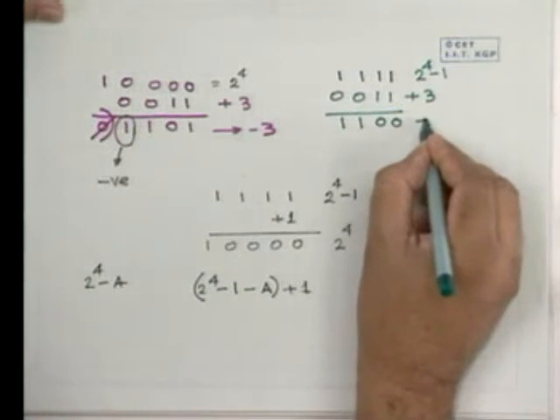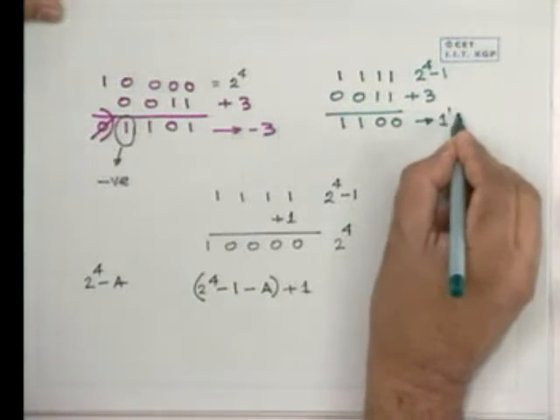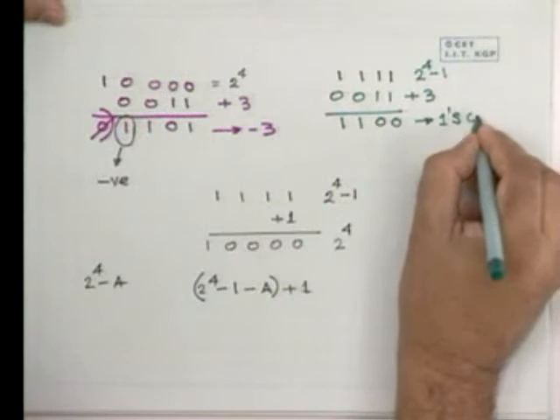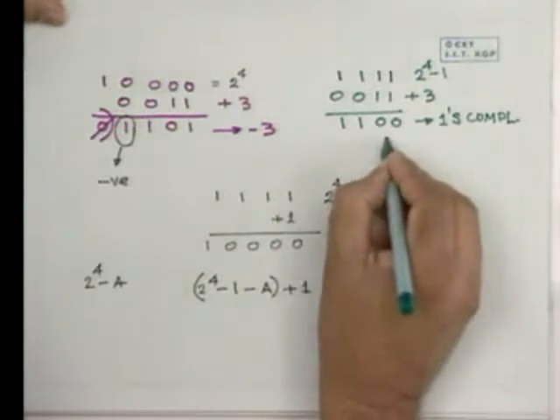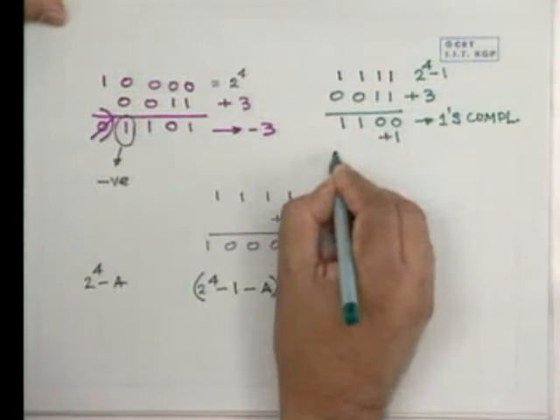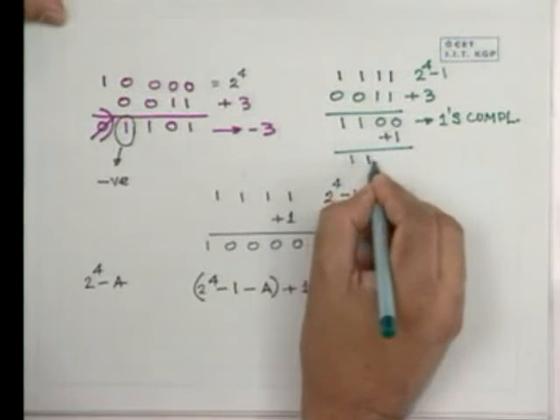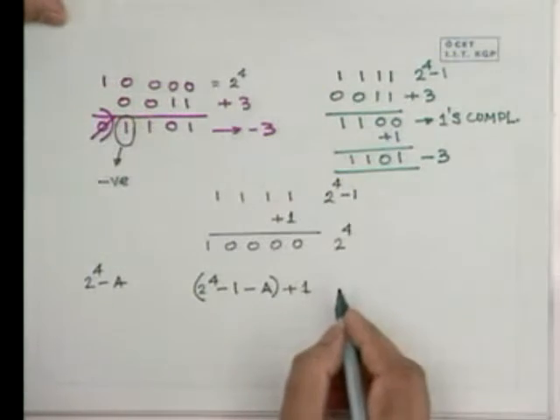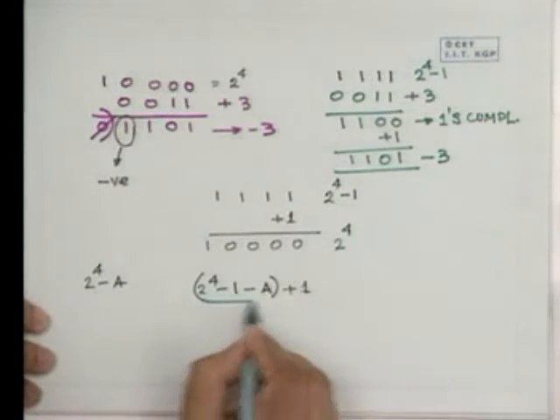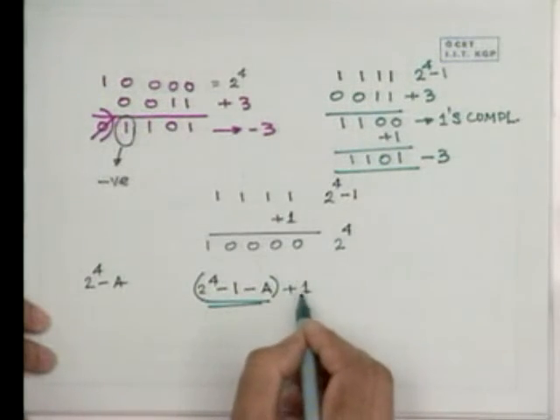This we call 1's complement, and then add 1 to it, we get 1, 1, 0, 1, which is our minus 3 in 2's complement form, which means that we first compute this and then add 1.